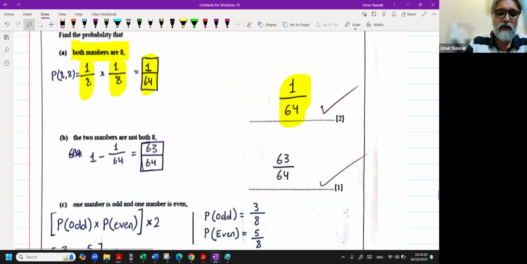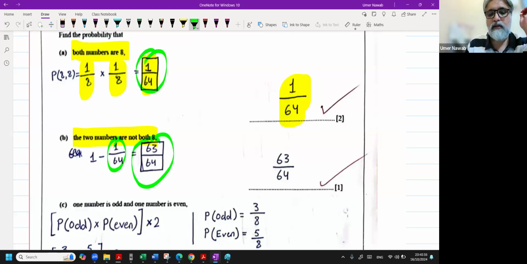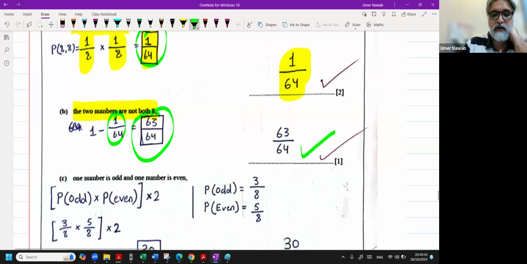Now, the second case is both numbers are not both 8. So can we go with the complement situation? 1 minus 1 over 64, which is the probability of both 8. If you subtract it from 1, that will tell you that both numbers were not 8. Got it? So this gives us the answer 63 over 64.